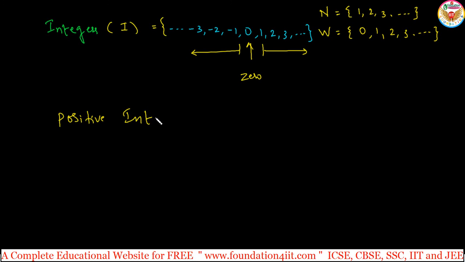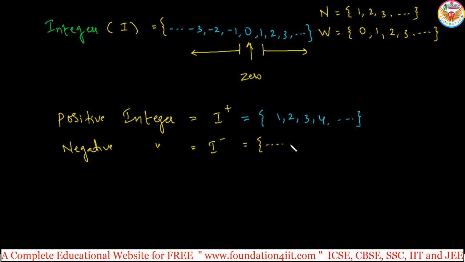We can call them positive integers. They are from 0 to this side, so 0 is not included here, notice. That we can denote with I plus. These are the positive integers. So all of this positive side, 1, 2, 3, 4, and so on, is nothing but the natural numbers. And again negative integers. Negative integers will be denoted with capital I minus.